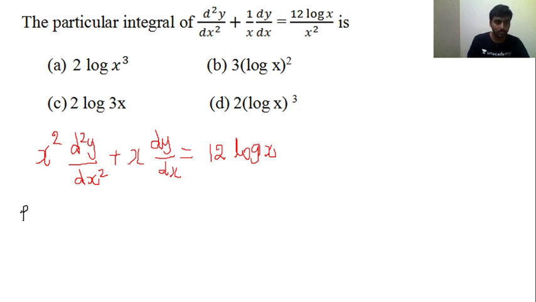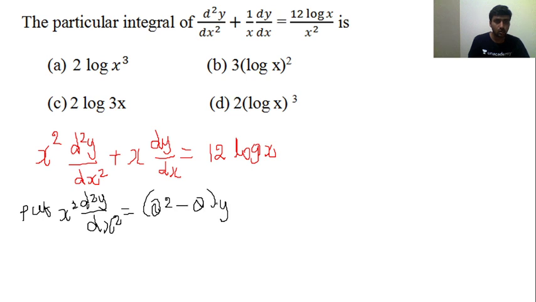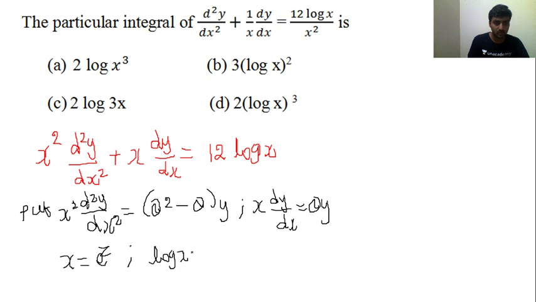Here make the substitution: x square into d square y divided by dx square is equal to theta square minus theta into y. One more substitution: x into dy divided by dx is equal to theta into y. Next, x is equal to e power z, then log x is equal to z. So these are the substitutions we are going to make. The first, x square d square y by dx square, belongs to the LHS of the given differential equation, and x dy by dx is equal to theta y.